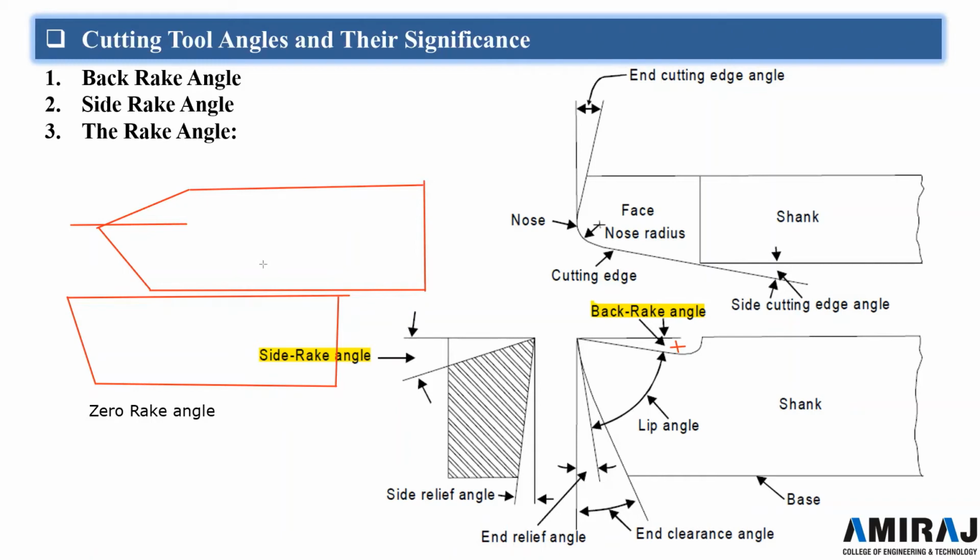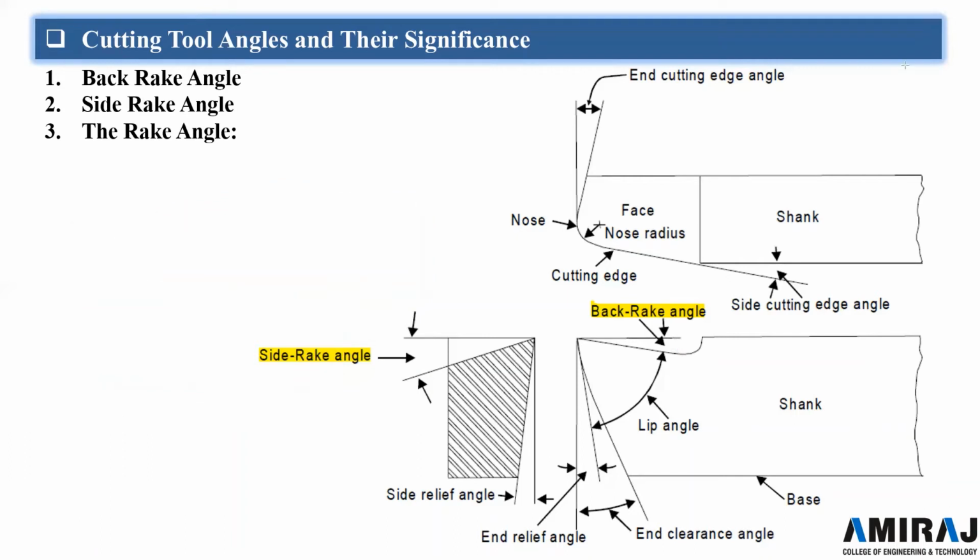The other effect of rake angle is the influence on cutting pressure, and a tool with positive rake angle reduces the cutting force by allowing chip to flow freely across the rake surface.